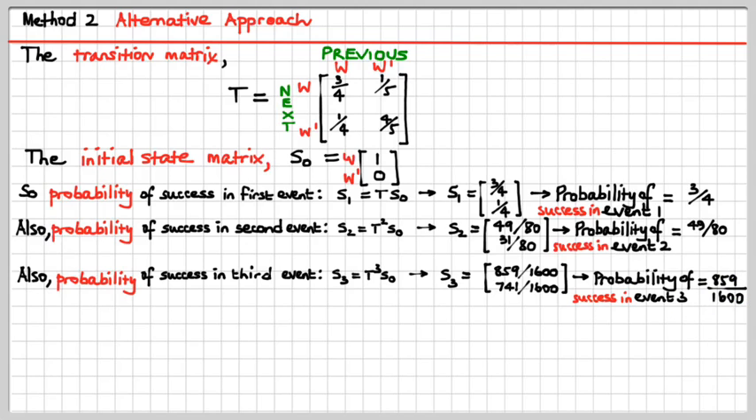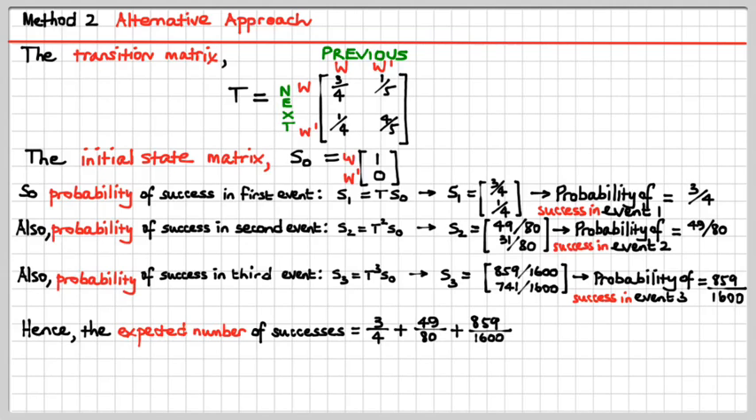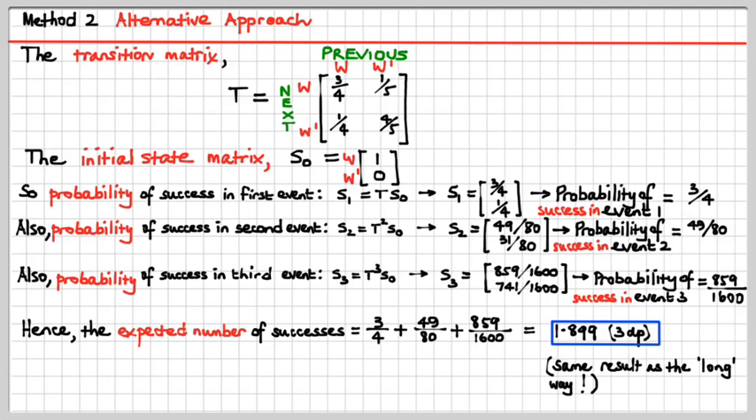Now, what am I supposed to do with all that, you're asking? Well, guys, feast your eyes upon this. Hence, the expected number of successes is equal to the probability of success in the first event plus the probability of success in the second event plus the probability of success in the third event. I know, strange, but it's true. And if you do that, you'll get exactly the same result as we got doing it the long way, which I'm sure you will appreciate in an exam setting is an absolute godsend.